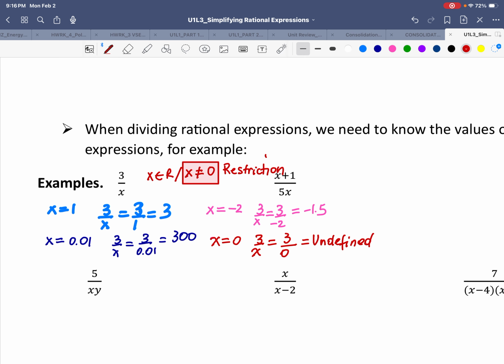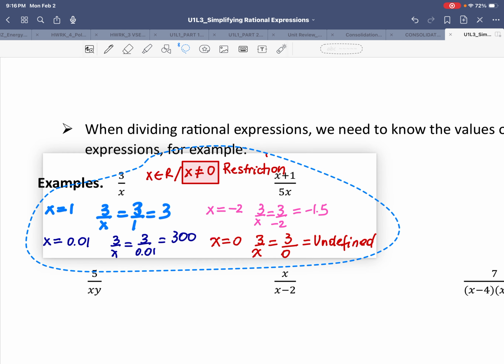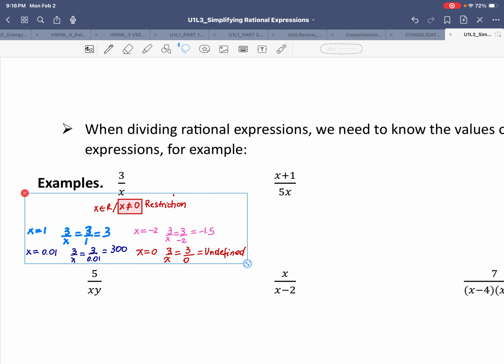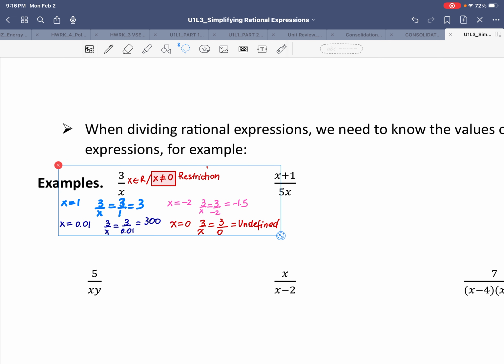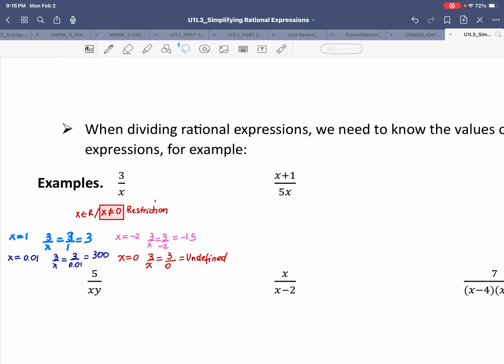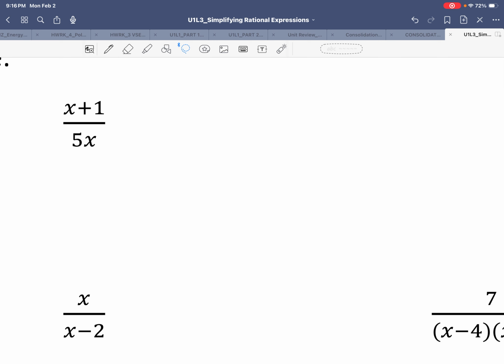And I'm going to try to make this look a little bit more organized. So let me just make it smaller. And we're going to look at these other examples together. Okay. And this one should be okay here. And we're going to move on to x plus 1 divided by 5x.